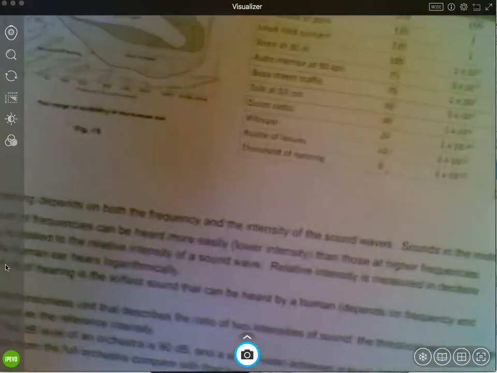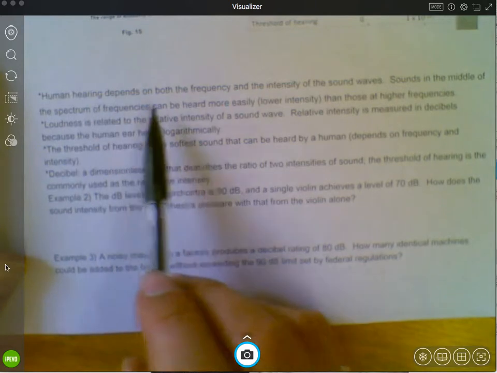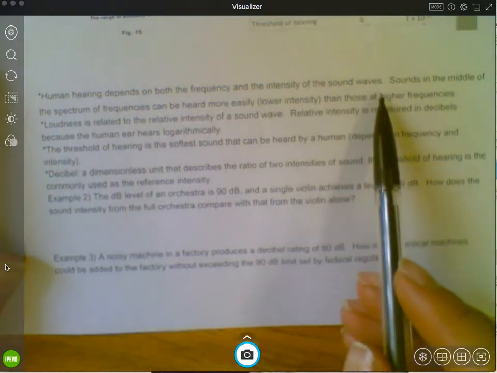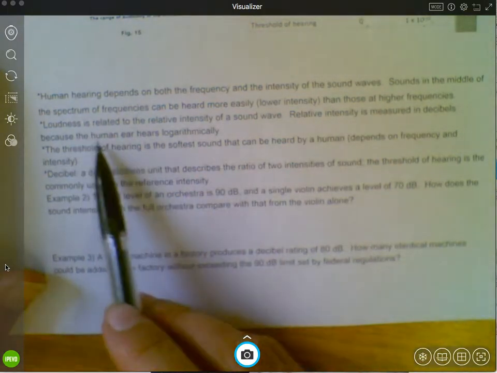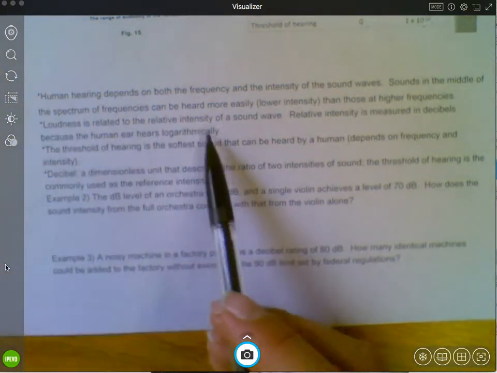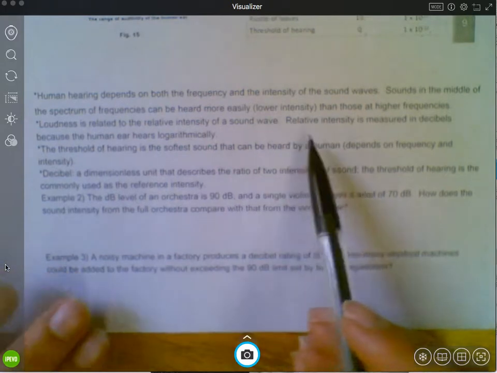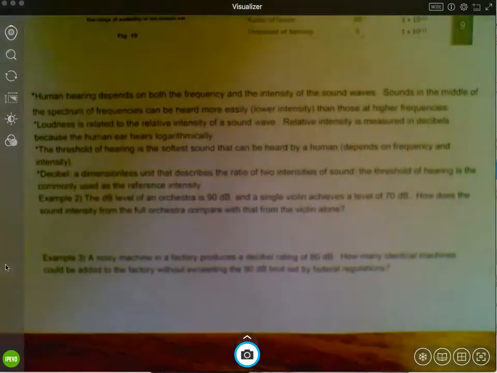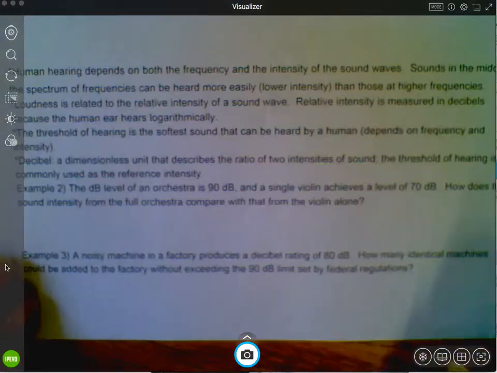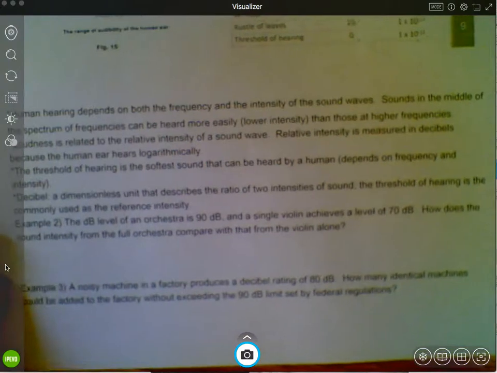I'm actually going to zoom back out here for a second. So at the bottom of your page, there are some facts. Human hearing depends on both frequency and intensity of the sound waves. Sounds in the middle of the spectrum can be heard more easily. Loudness is related to the relative intensity of a sound wave. Relative intensity is measured in decibels because the human ear hears logarithmically. Okay, I'll explain what that means in a second. Sorry, let me try to focus this a little bit better.